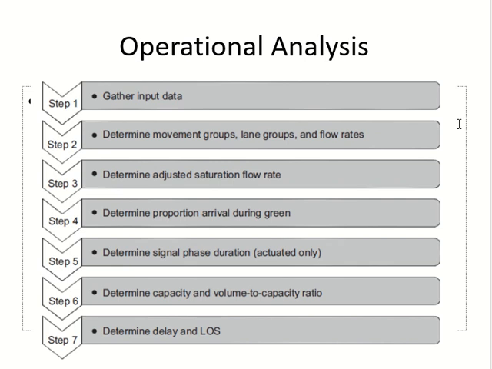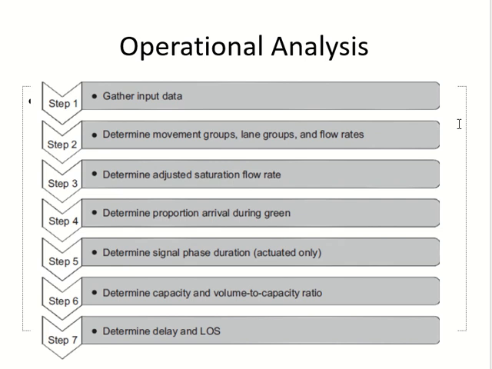So how to find out the level of service? We need input data, obviously. We have to find out movement groups, lane groups, and flow rates. Basically you should know the flow rate for each movement. We are talking about an intersection, right? You can have different movements: right turn, left turn, U-turn. And these movements can happen from different lanes. You can have 2 lanes for left turning, 1 lane for right turning. So we should know the flow rate for each movement and the lane from which this flow rate is happening, and if there are 2 lanes, how much of the flow rate is divided.